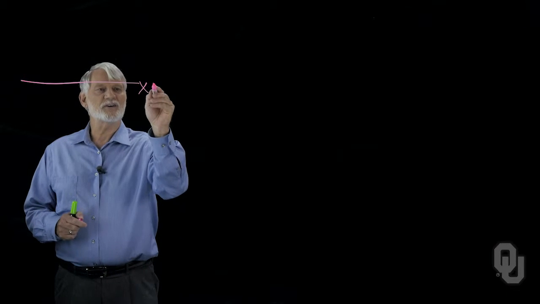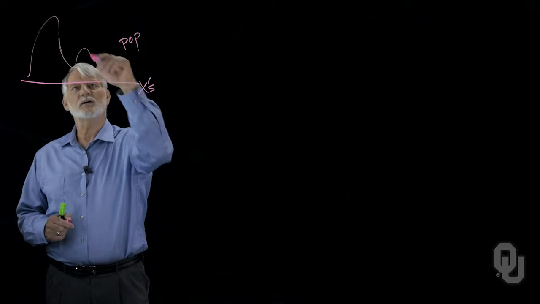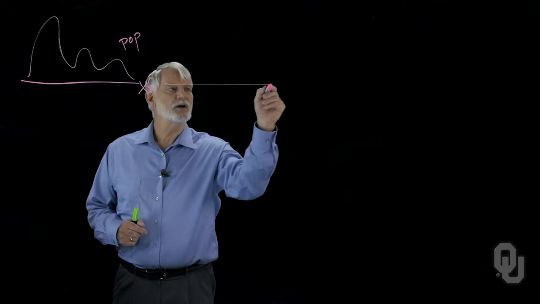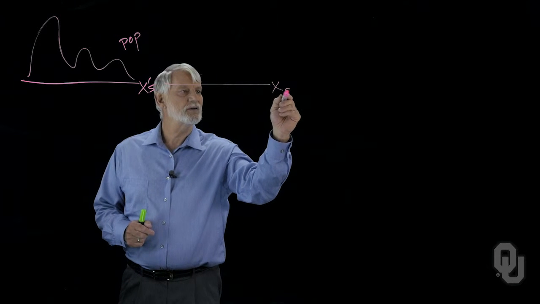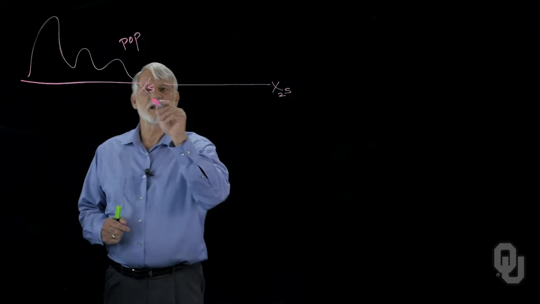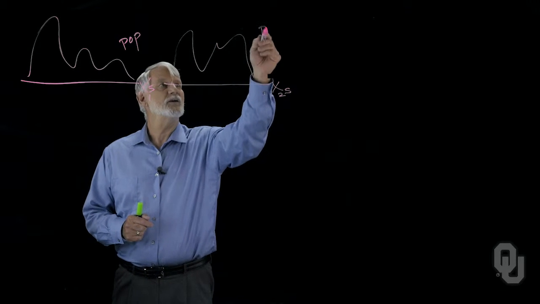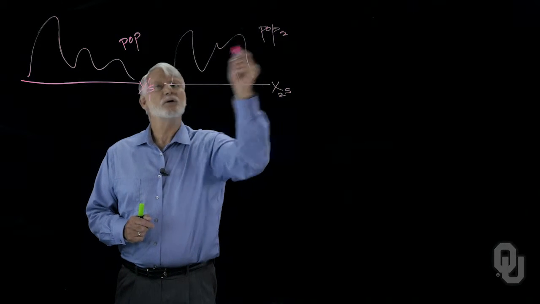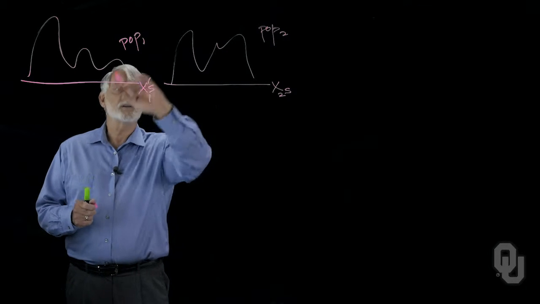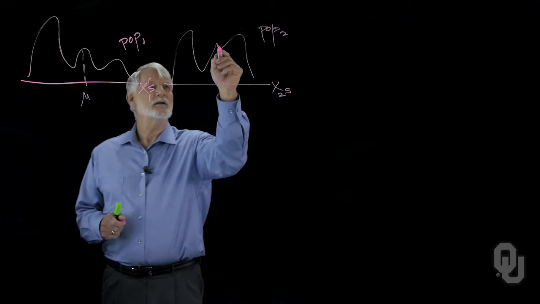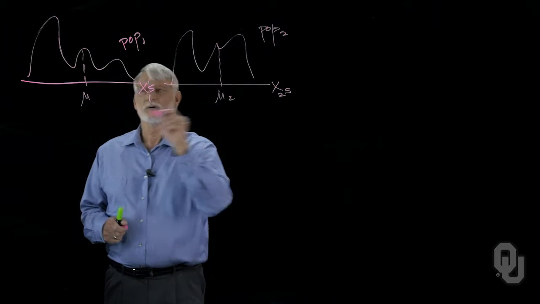So I have over here a bunch of x's. Here's my population number 1, and it looks something like this, who knows? And I've got over here a bunch more x's. So this is x2, and this is x1. And who knows, it looks something like that. And again, we don't know what the distribution looks like. We don't know its mean. We know it's got one. This one here has one too.